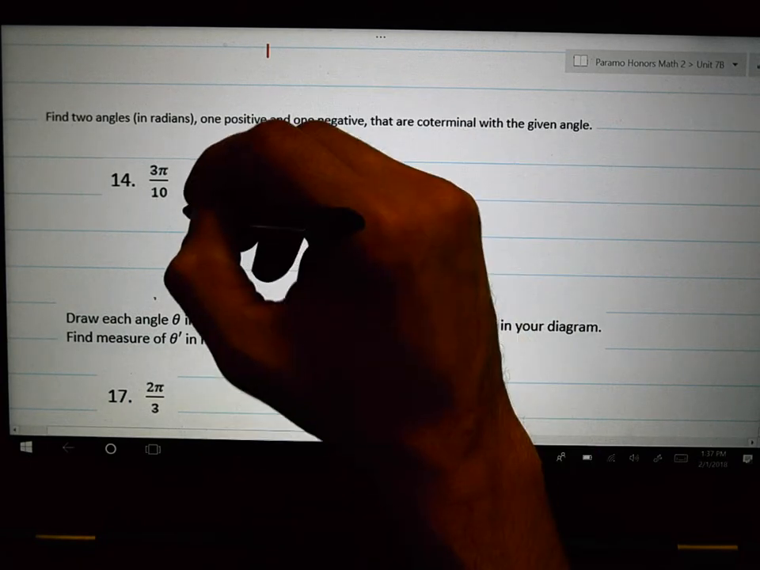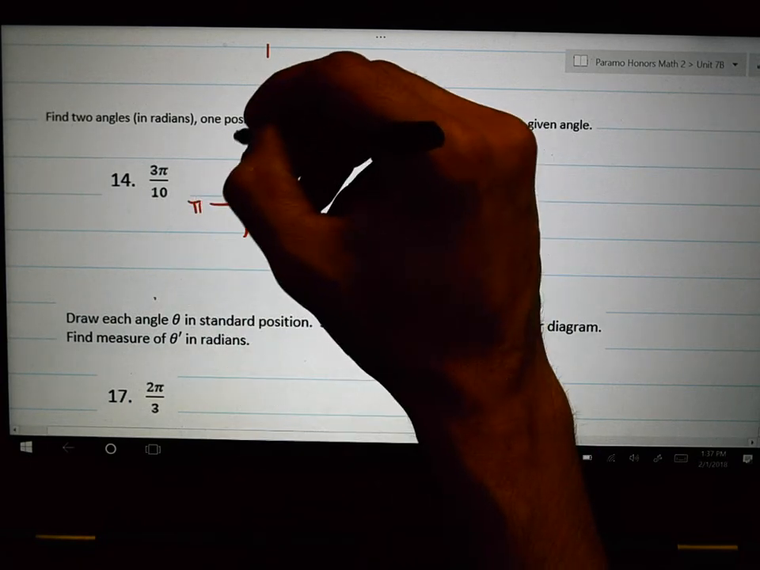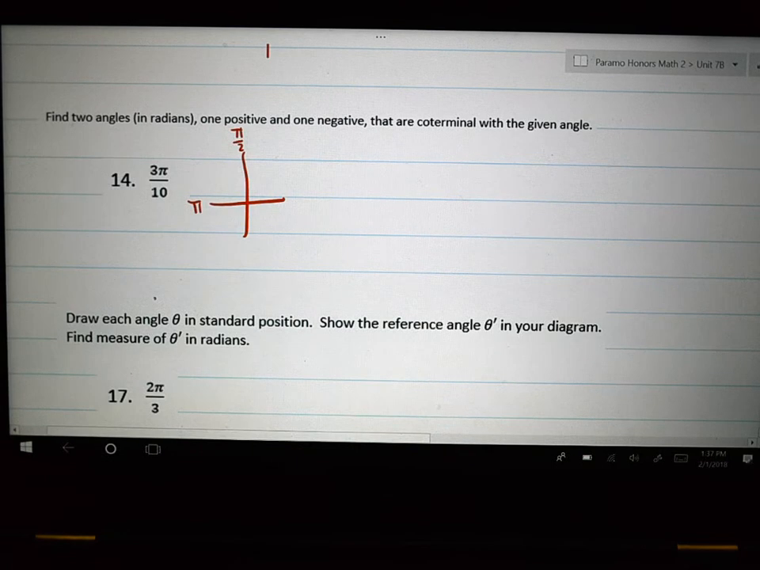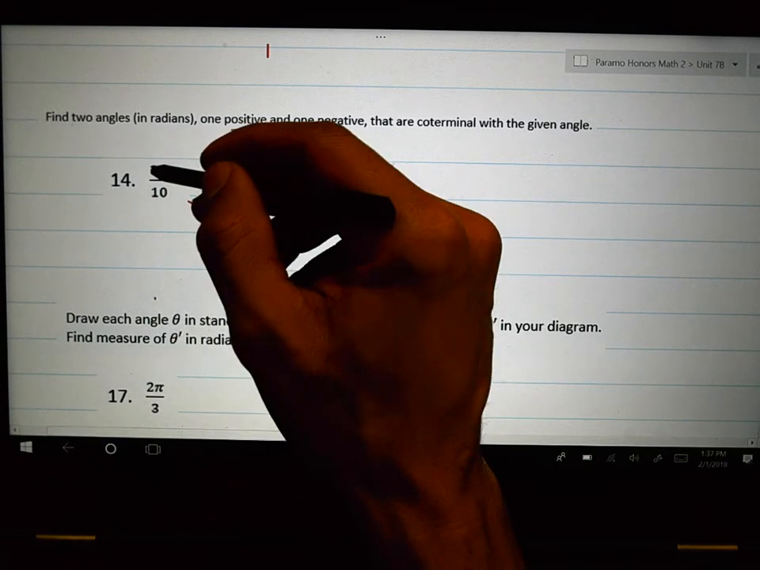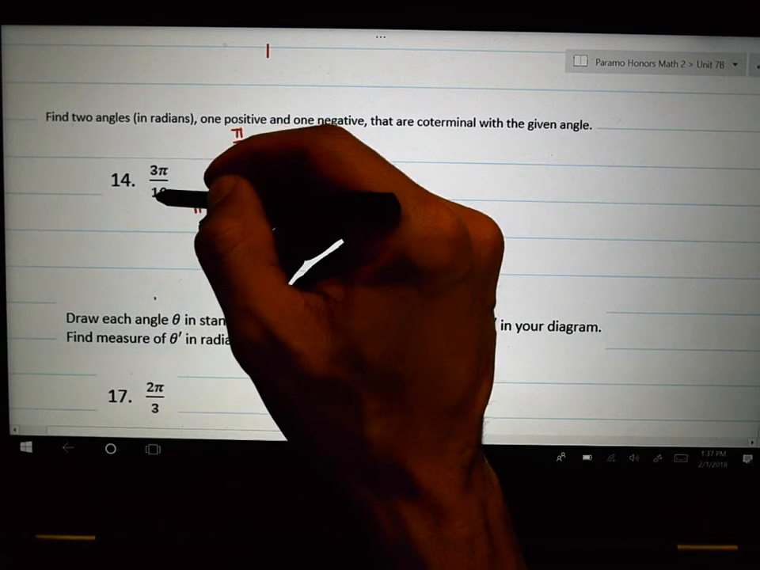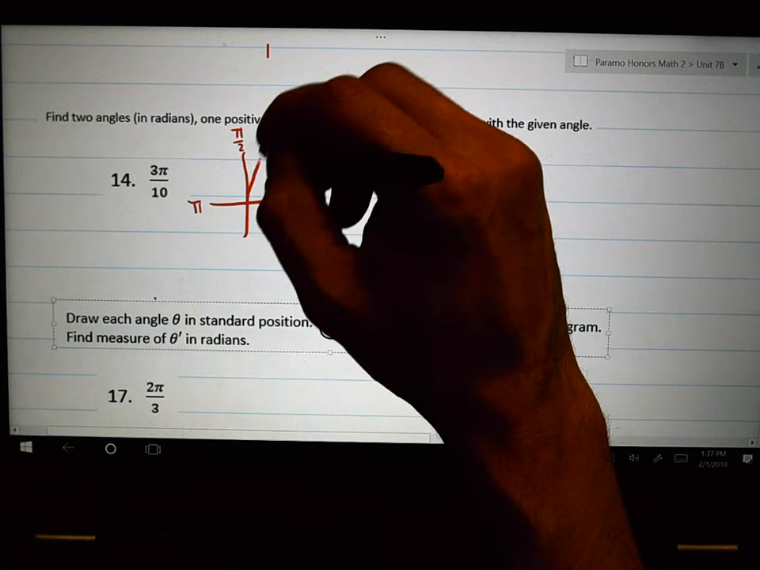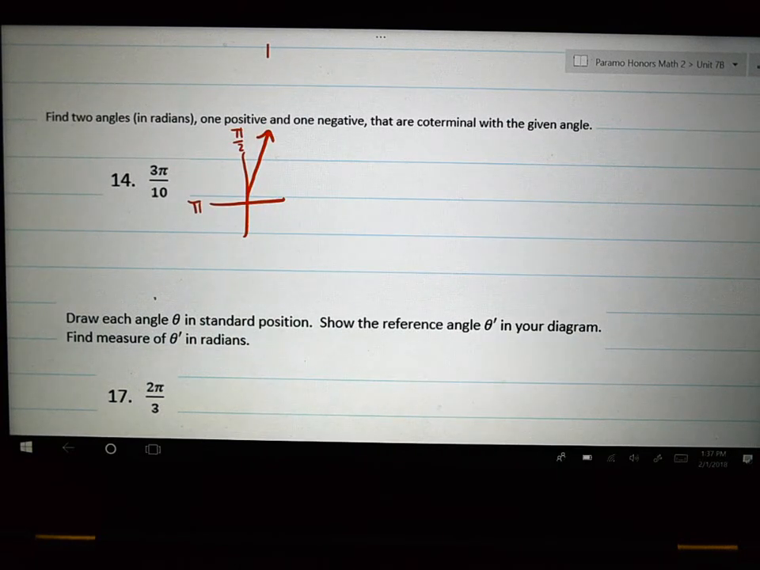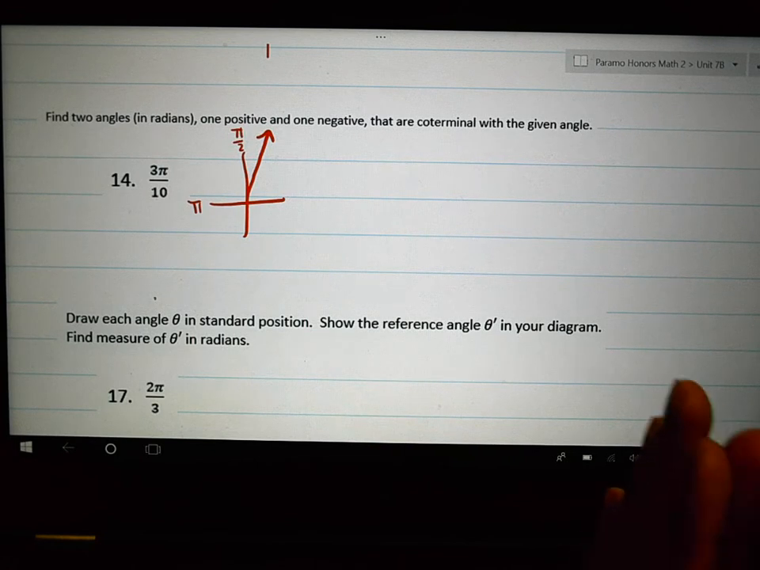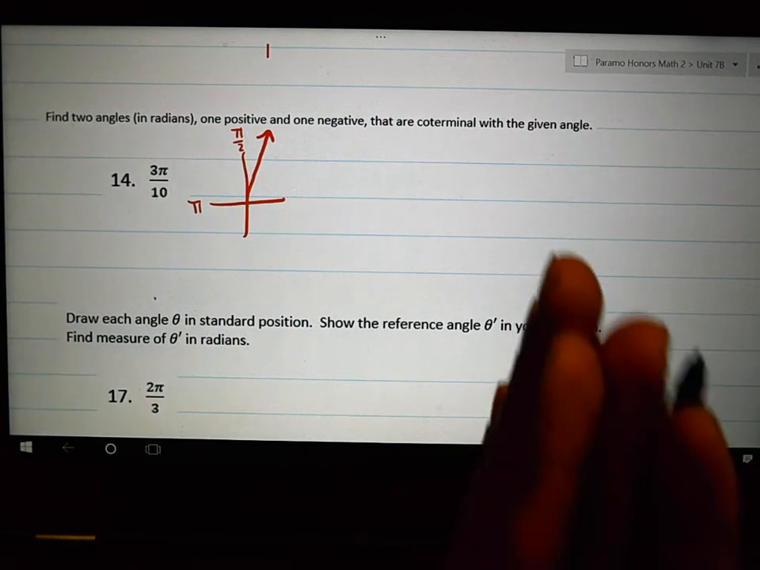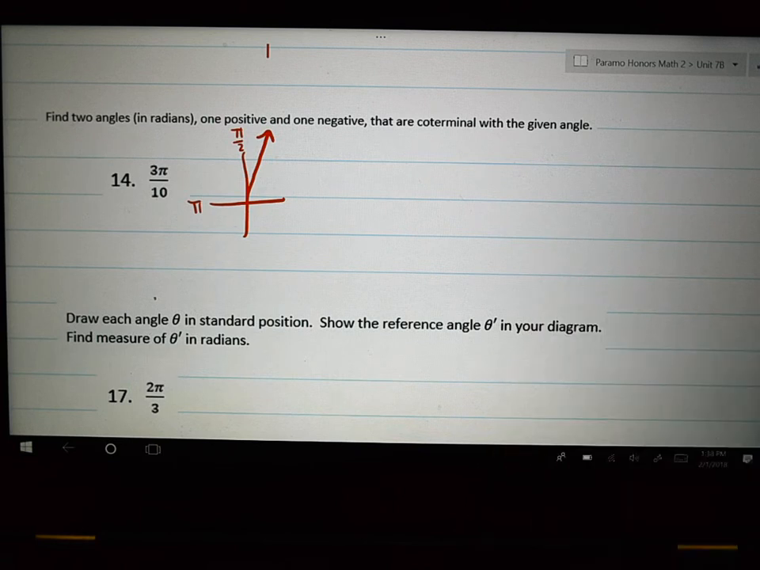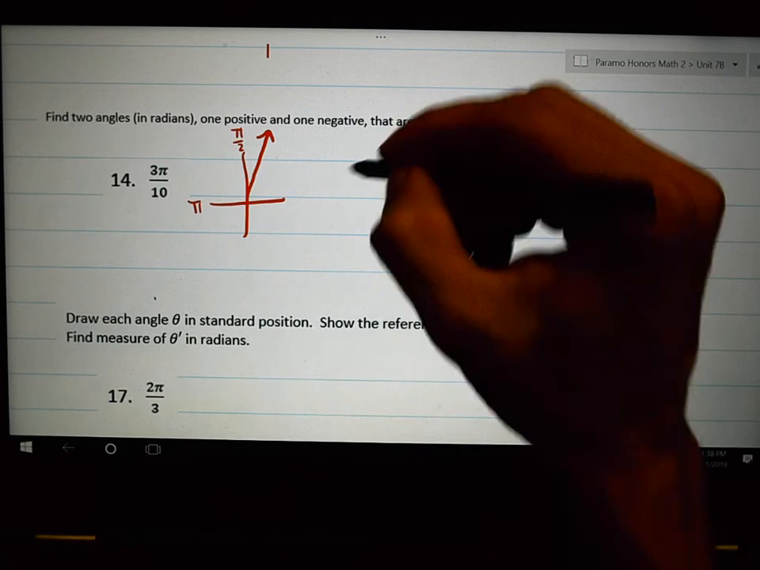Here's pi. Here's half of pi. This is not half of that. 3/10 is not, so it must be over here somewhere. It must be like right there somewhere. Has to be. What I need to do is find something that is coterminal with that. So in order to find something that's coterminal with it, what we have to do is add a full revolution.